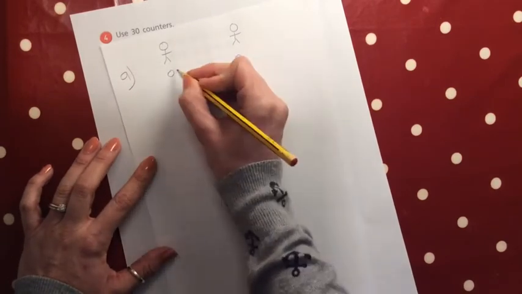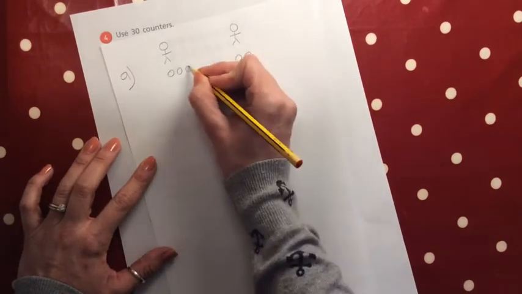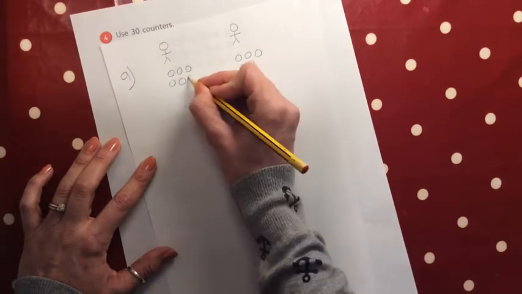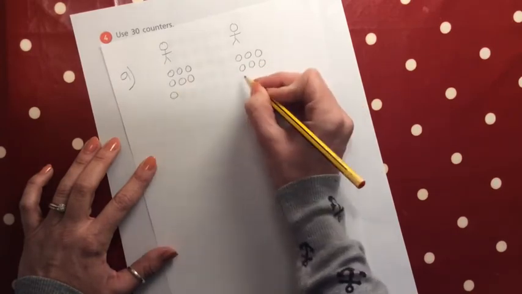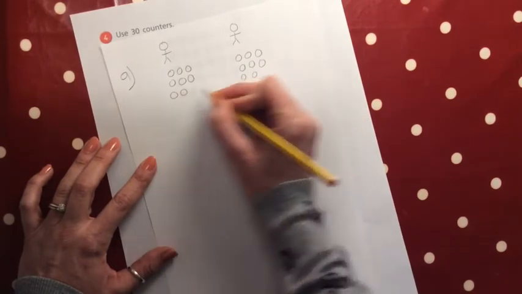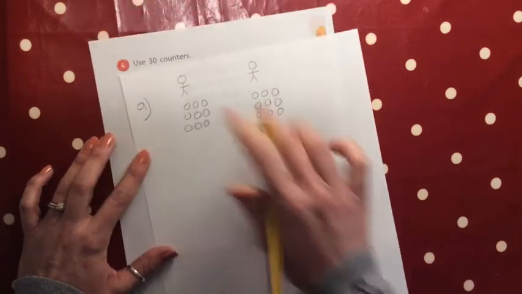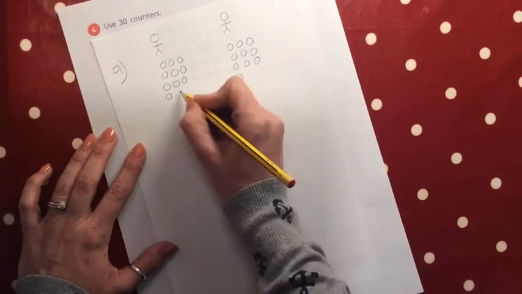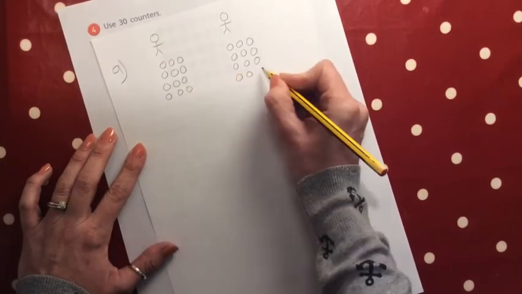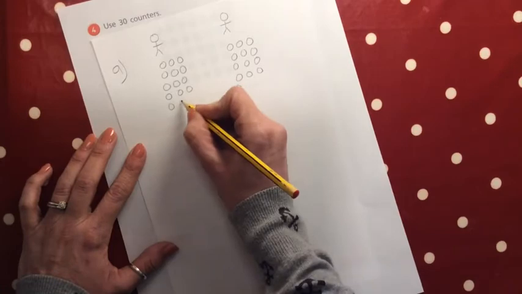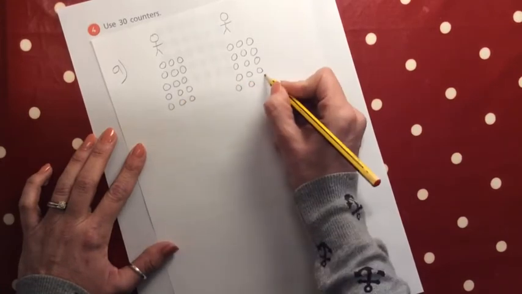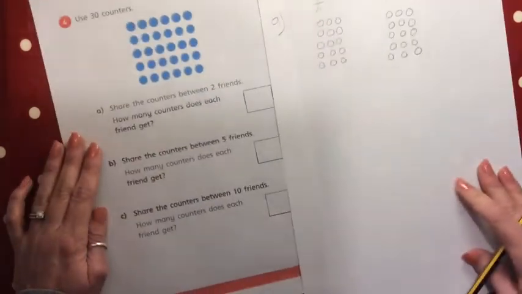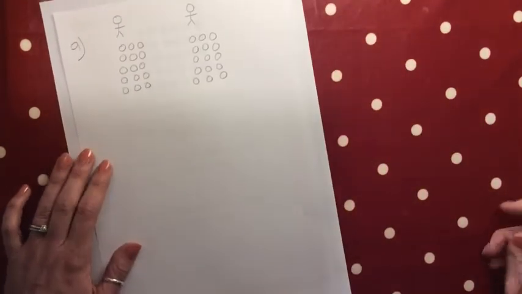1, 2, 3, 4, 5, 6, 7, 8, 9, 10, 11, 12, 13, 14, 15, 16, 17, 18. I must remember I've got to stop at 30. 19, 20, 21, 22, 23, 24, 25, 26, 27, 28, 29, 30. So I've used my 30 counters, shared between 2 friends. How many does each friend get?